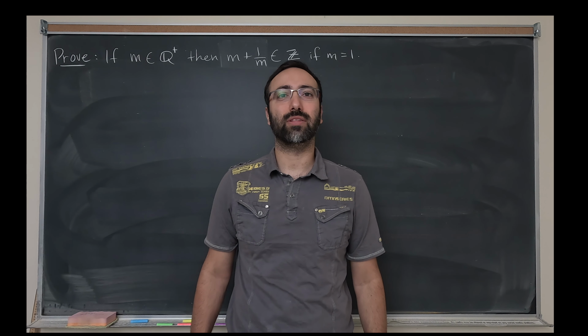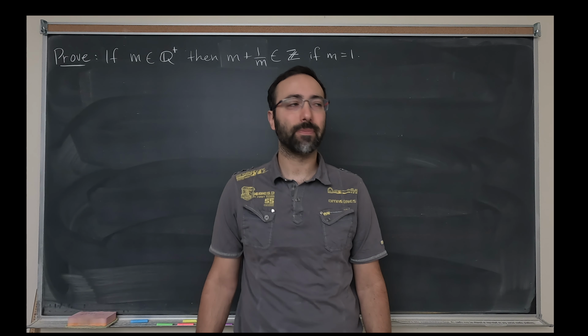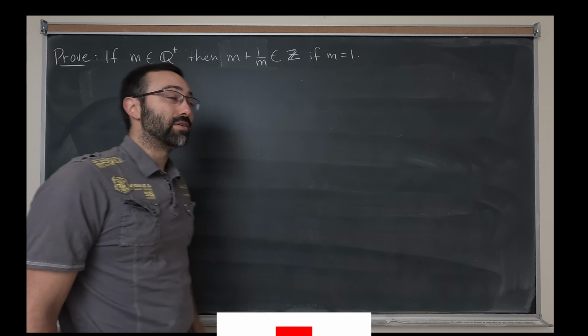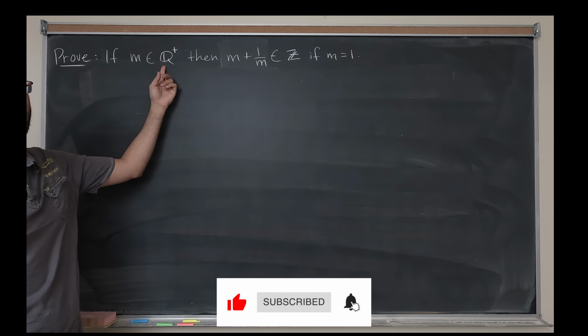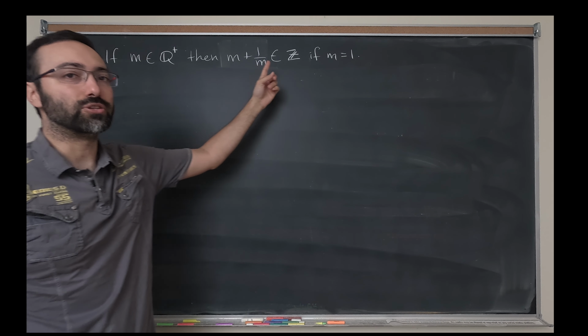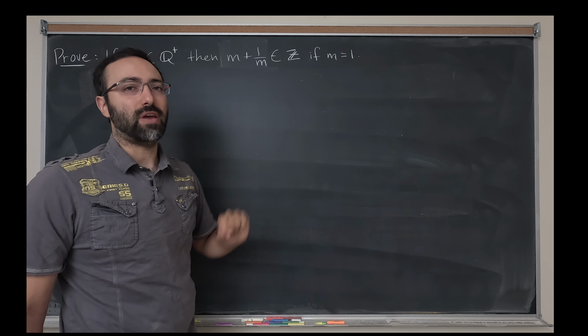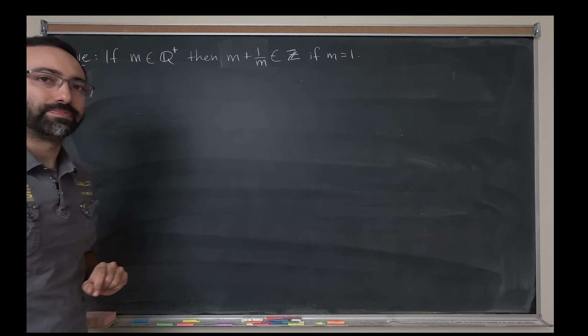Today we have a quick and simple proof to work on, which is based on some rudimentary number theory. So let's see what we have. We want to prove that if m is a positive rational number, then this number m plus its reciprocal is an integer only if m is 1. Well, let's see how to tackle this problem.